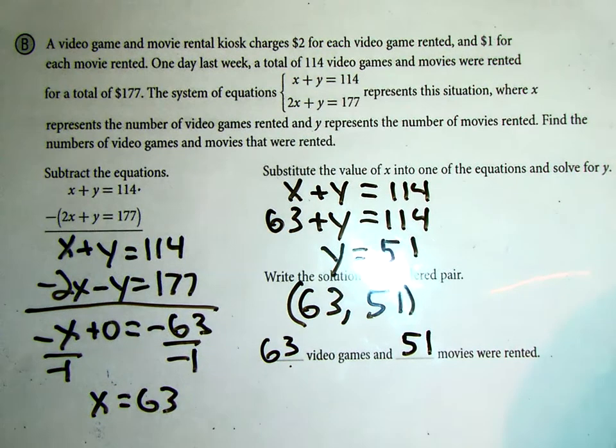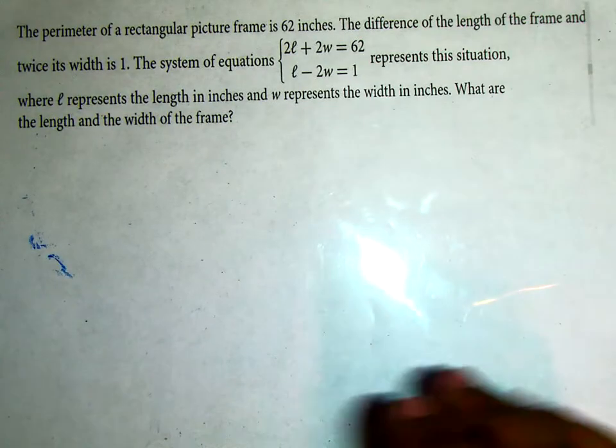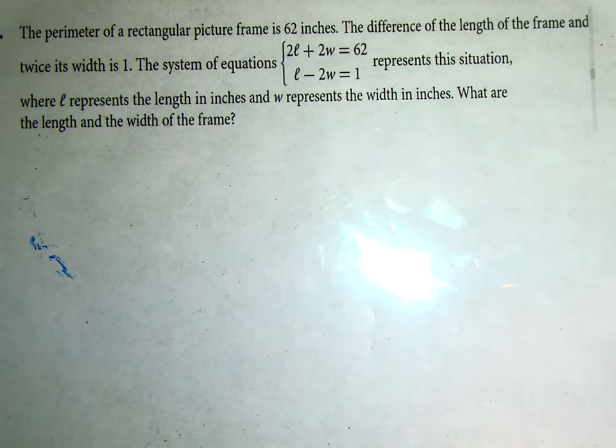So let's take a look at another example. Okay, so in this example, it says the perimeter of a rectangular picture frame is 62 inches. The difference of the length of the frame and twice its width is 1. The system of equations 2L plus 2W equals 62, and L minus 2W equals 1 represents this situation, where L represents the length in inches and W represents the width in inches. It wants to know what's the length and the width of the frame.